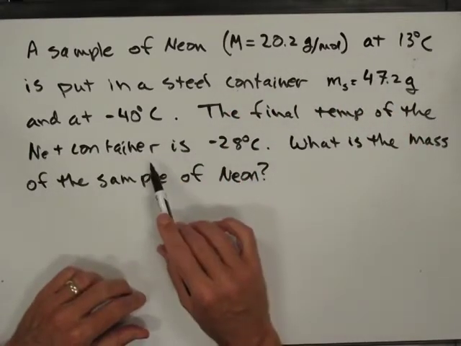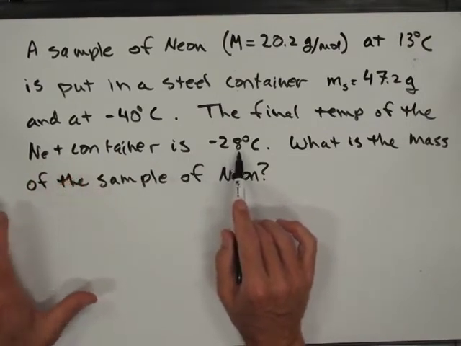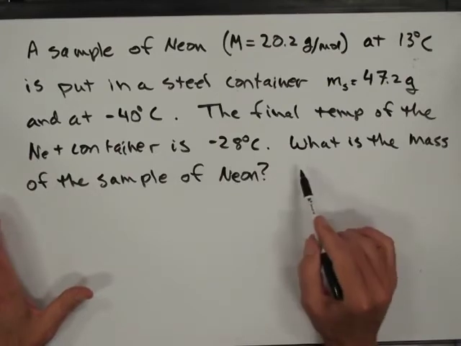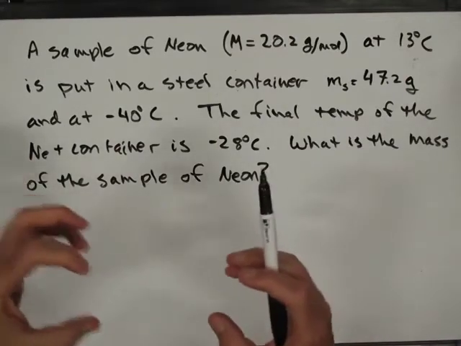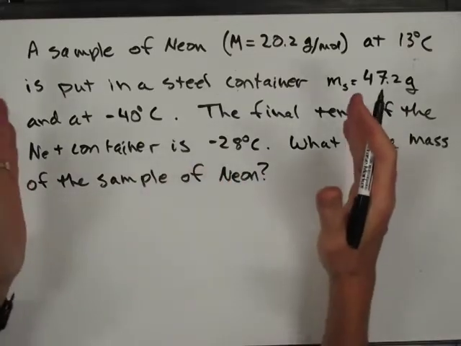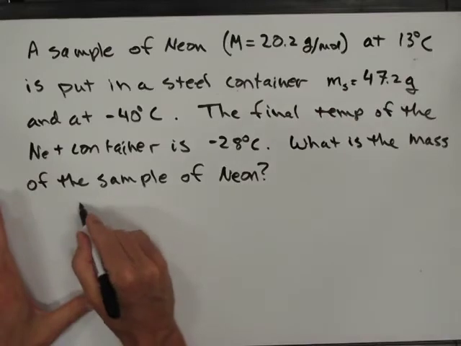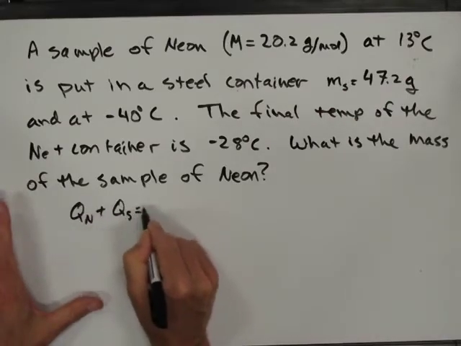It says the final temperature of the neon plus the container is minus 28 degrees Celsius, and it asks what's the mass of the sample of neon. In this problem, this is a calorimetry problem. Since the system is isolated, that is to say the container and the neon, we can say Q for neon plus Q for the steel is equal to 0.